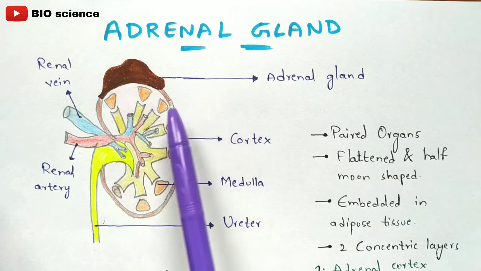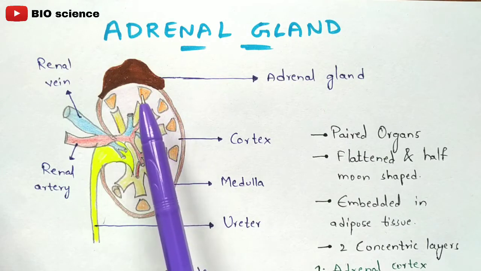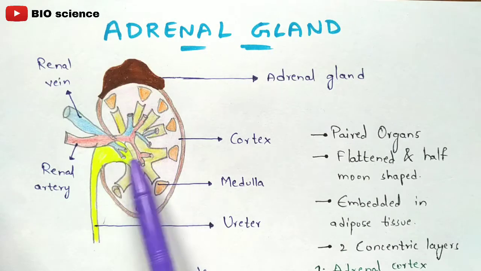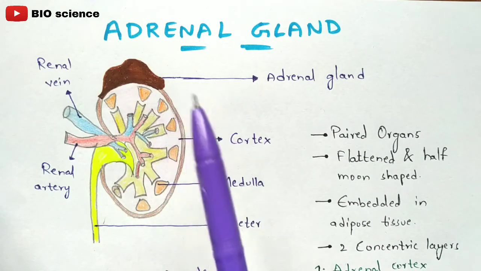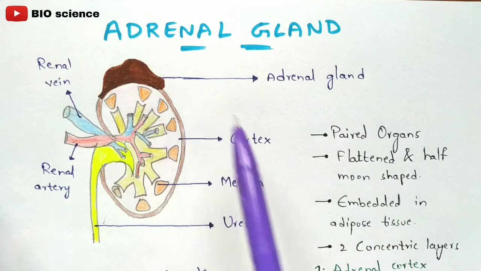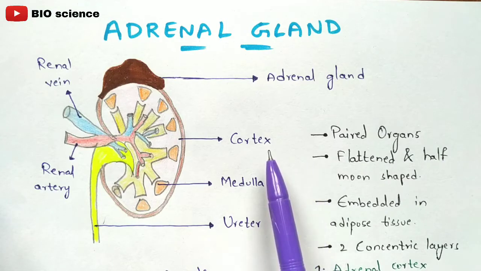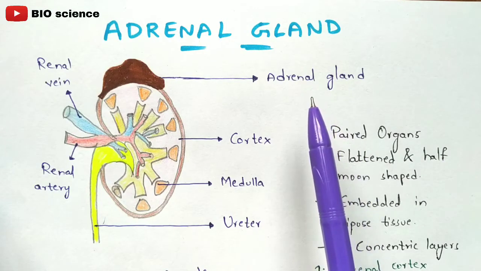So what is this adrenal gland and how does it play a major and vital role in the human endocrine system? Let us see now. This is a kidney and this is the adrenal gland. I hope you understood what is meant by adrenal gland and where it is located. Normally the adrenal glands are paired organs. Just now I said there is a pair of kidneys, so the adrenal glands will also be present in pair form.